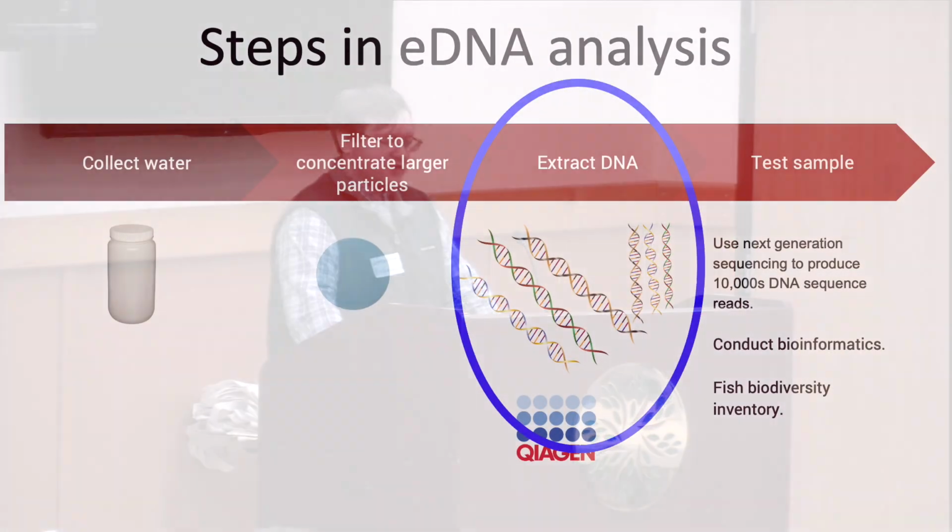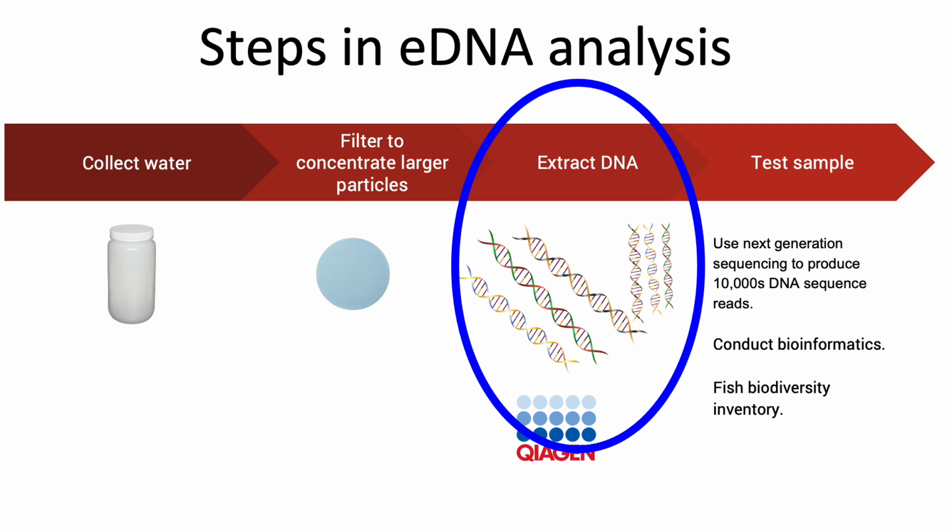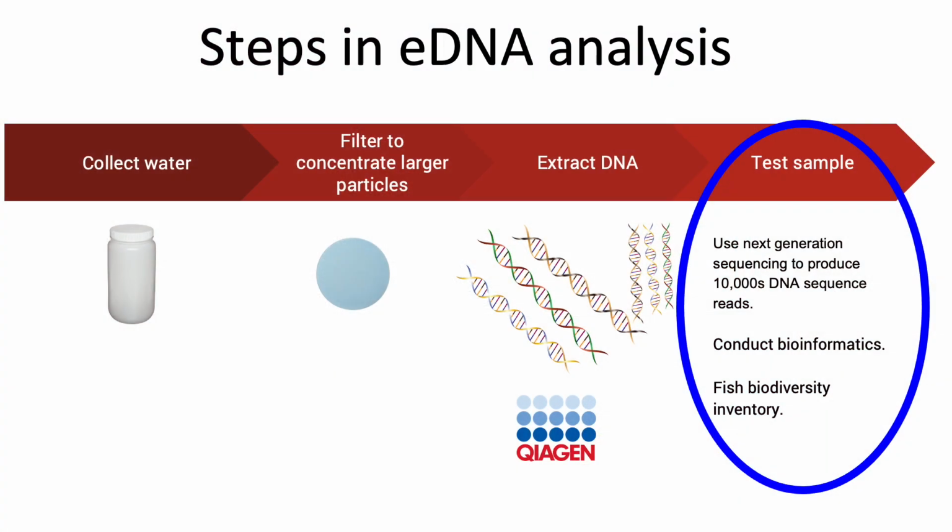And then finally, I do the extraction process where I use a Qiagen kit, and that includes a lot of buffers and shredders and spin columns to help distill my samples even further. And then from there, I'm able to digitize the samples into FASTQ files using next generation sequencing that produces tens of thousands of DNA sequence reads. And then by using bioinformatics, I'm able to document the fish biodiversity and make an inventory of that.